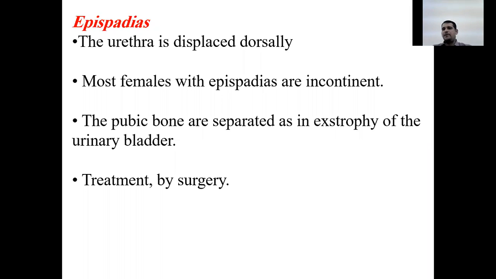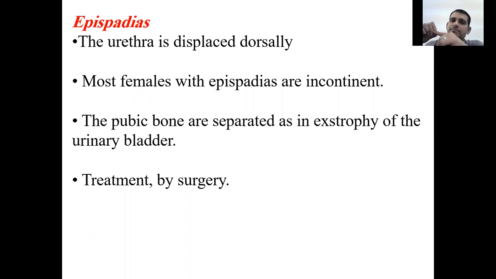Now we go to epispadias. It is vice versa. Epispadias means the distal urethra, or external urethral meatus, goes dorsally. Hypospadias is ventral; epispadias is dorsal. Okay, so the opening goes dorsal to the penile shaft.